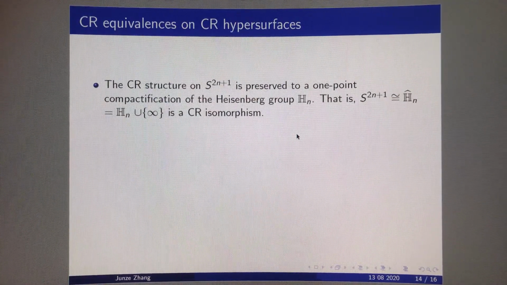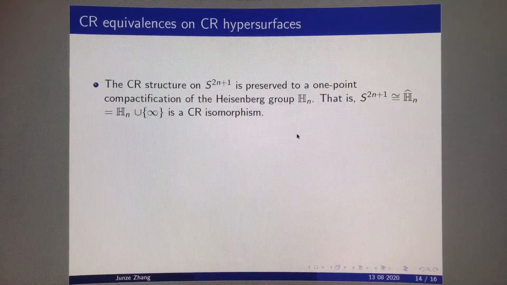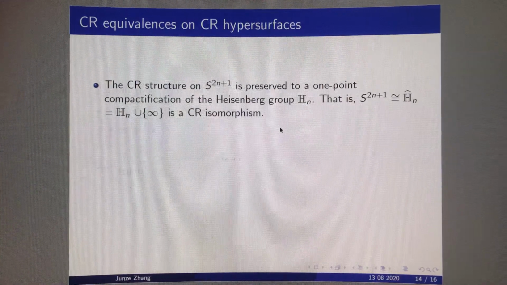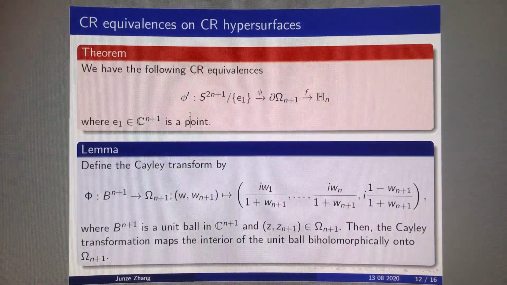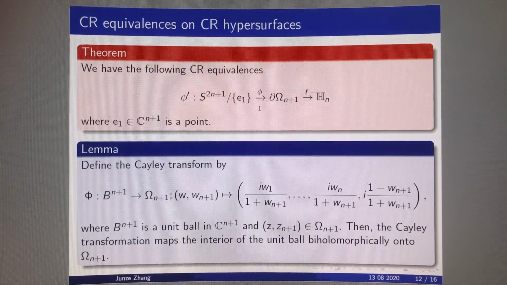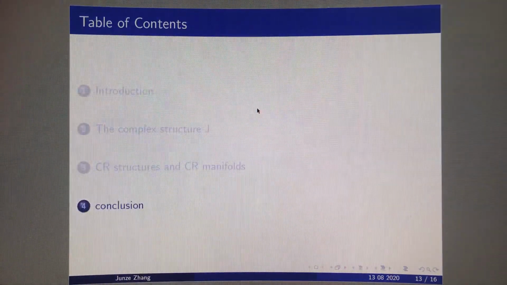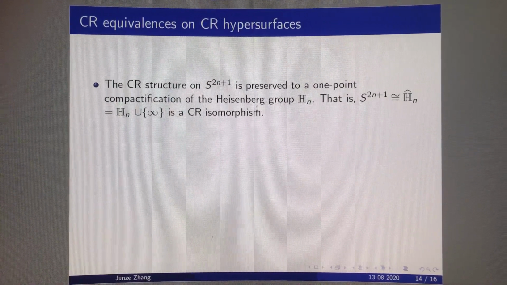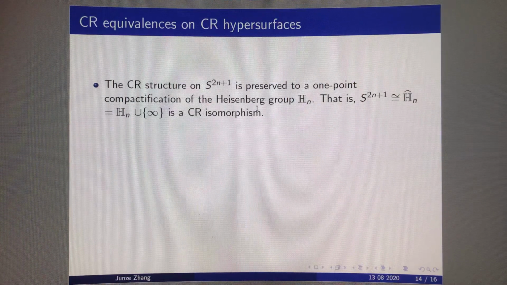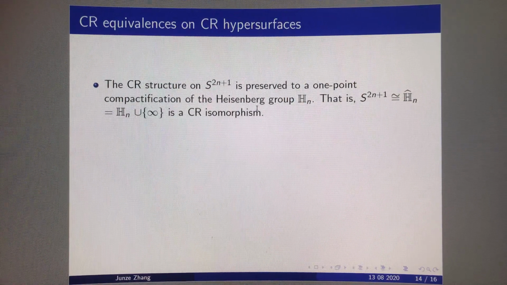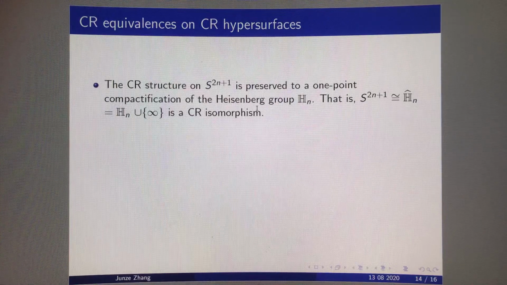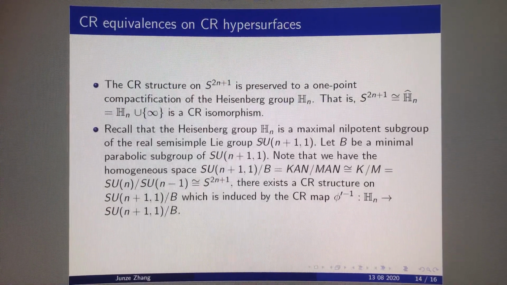The first one is that because we already know that the odd-dimensional sphere S^(2n+1) admits a CR structure, and this phi prime here is a CR isomorphism, because the composition of two CR isomorphisms gives a CR isomorphism. In other words, the CR structure in S^(2n+1) is preserved to a one-point compactification of the Heisenberg group. So this is the first observation.